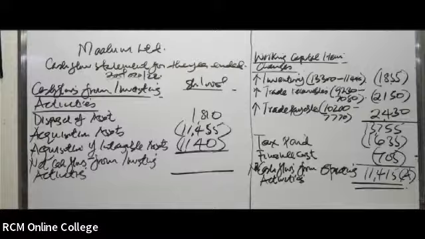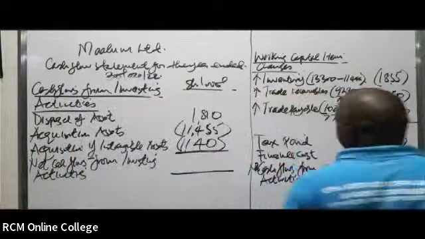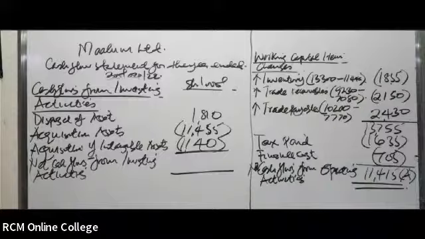plus 540 minus 345 minus 750 then minus 1855 minus 2150 plus 2430. We are supposed to have deducted the government grant. Sorry about that. You're supposed to have deducted the government grants.